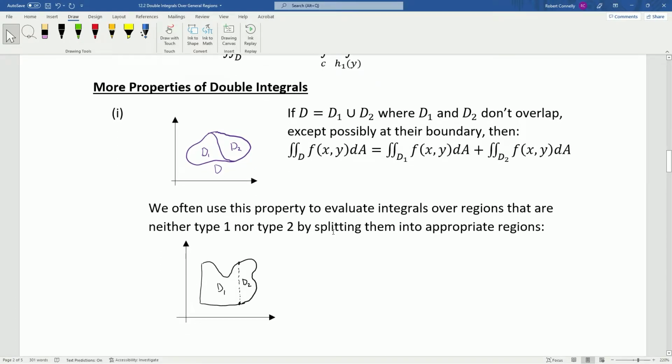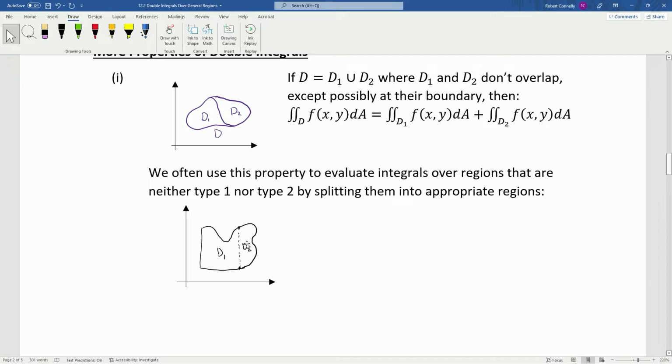So we often use this property to evaluate integrals over regions that are neither type 1 nor type 2 by splitting them into appropriate regions. So this is an example of that kind of idea, right? So you draw a fixed x value here. So this would be from A to B. Actually, this curve isn't quite right. Doesn't make perfect sense here.